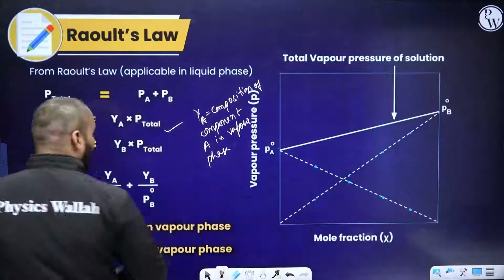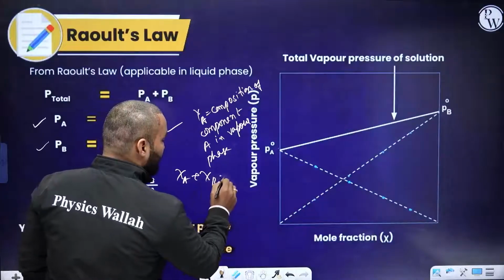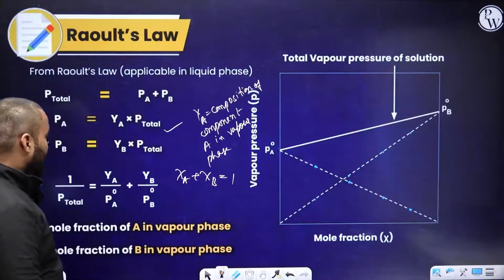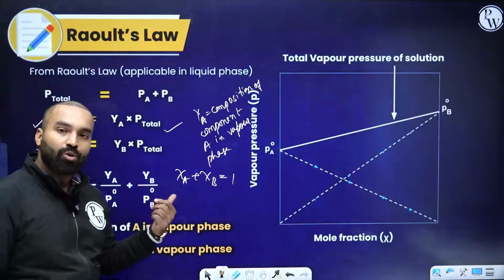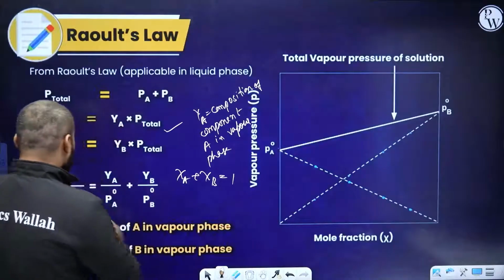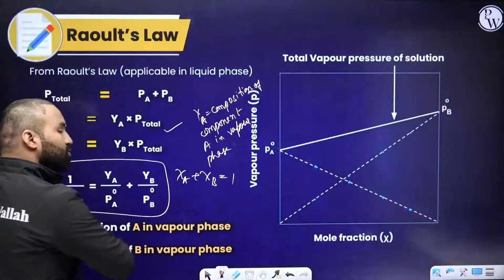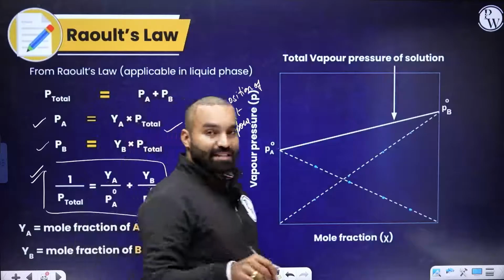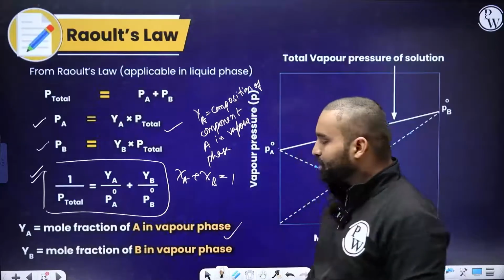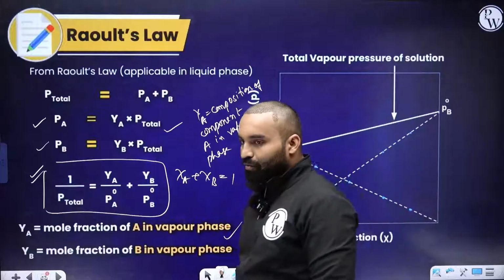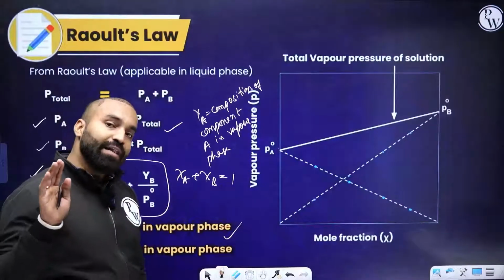Now, when we know chi A plus chi B equals 1, we can replace them in terms of YA and P naught A also. So this becomes your final expression if asked in terms of composition in the vapor phase. Understood? So YA are the mole fractions or the composition in the vapor phase, YB also. But chi A and chi B, they are in the liquid phase.